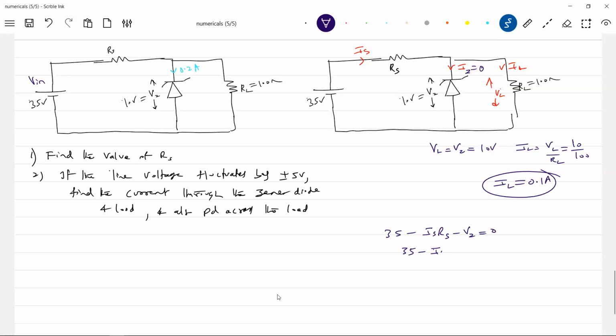Some data was missing, I'll just add it up. I didn't check it. This will be how the current through the Zener diode is what is given for us. RS is 250 by 3 ohm. Okay, good. Now we'll do one thing.